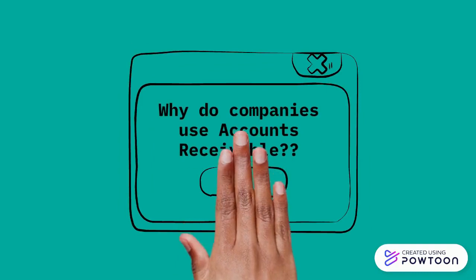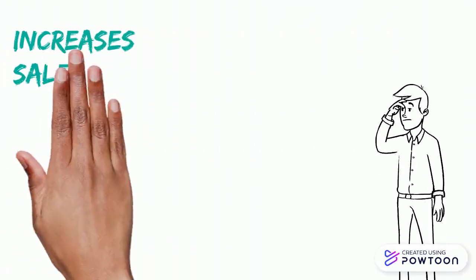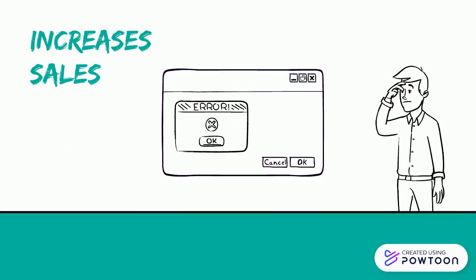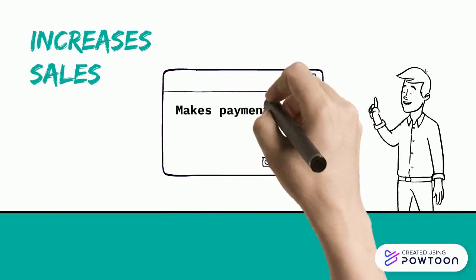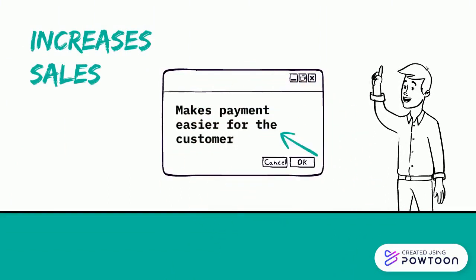Why do companies use accounts receivable? Companies use accounts receivable to extend a credit line to their customers so that they can pay the amount at a later date, maybe after a week or a month, as the company policies are set out.